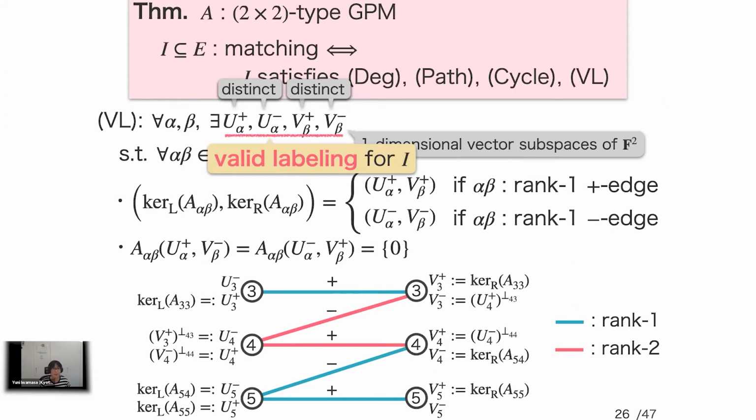So we can determine plus and minus spaces like this, satisfying these two conditions. VL requires that if we determine plus and minus spaces like this, then they are different. So this is the condition VL. VL stands for valid labeling, which is vector subspaces satisfying these conditions.